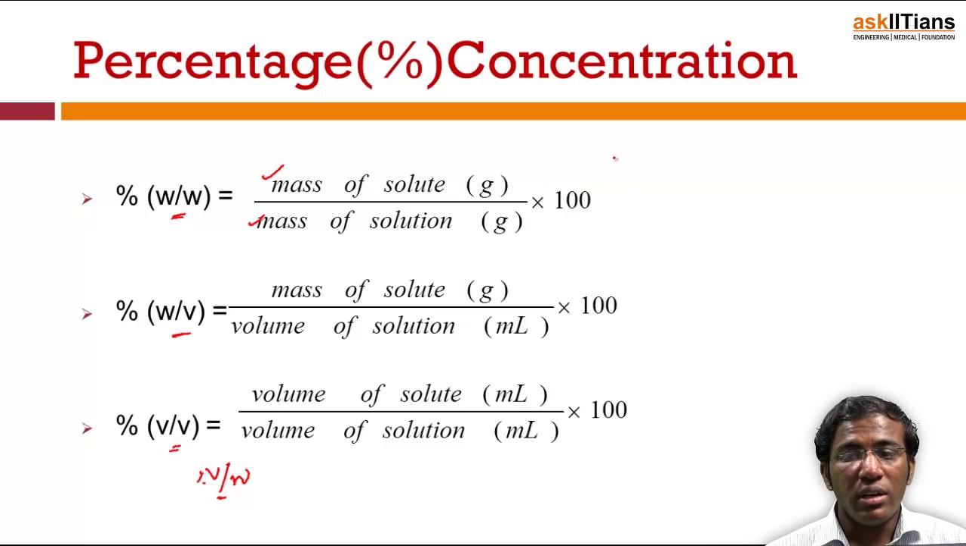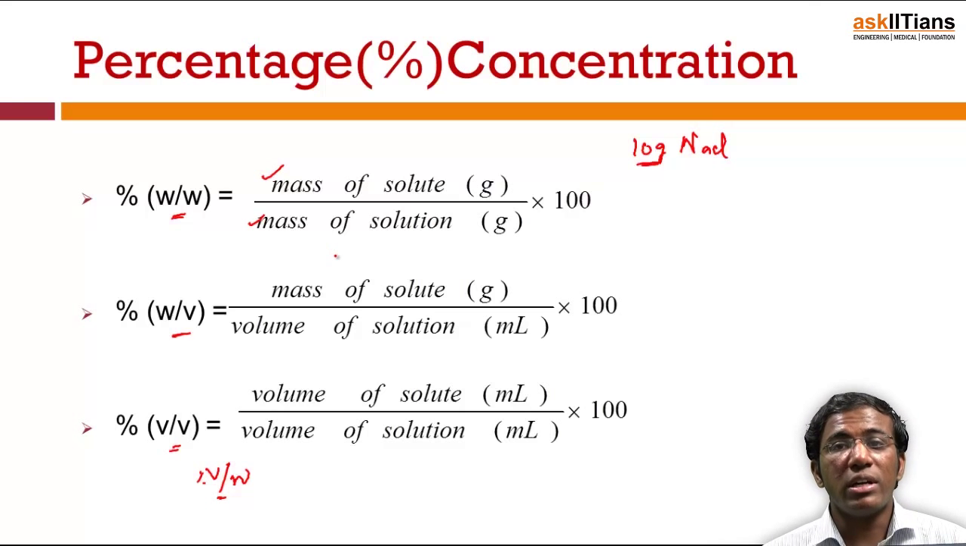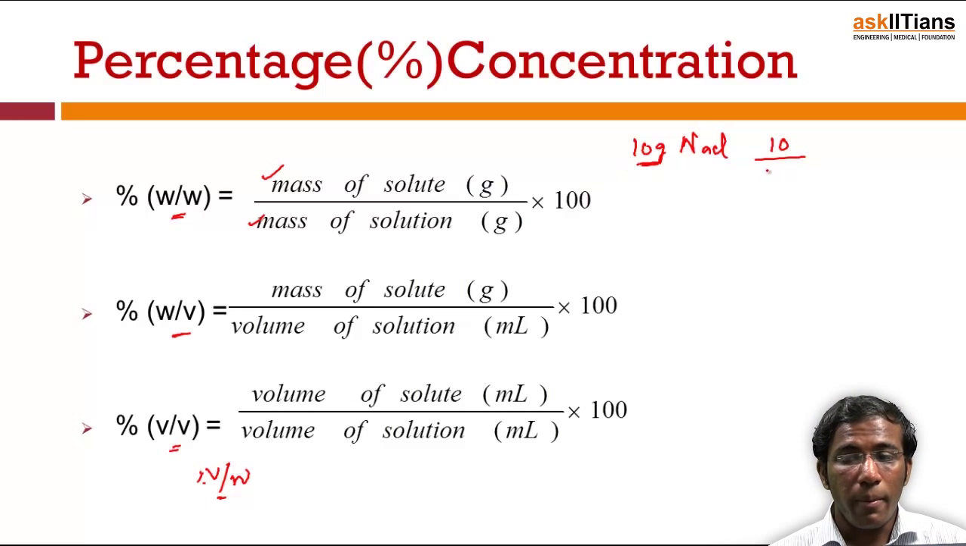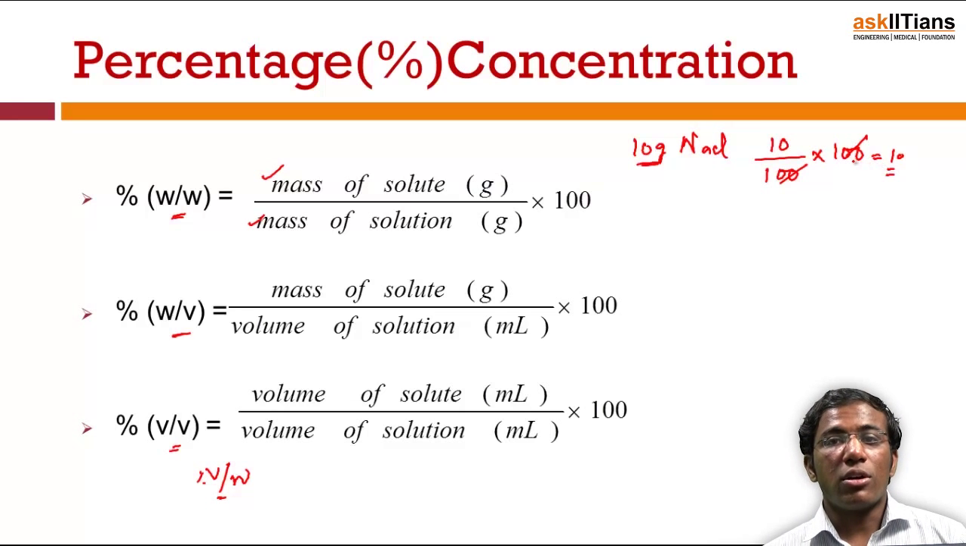Say suppose I add 10 grams of NaCl to 100 grams of the solution. What will be its weight by weight percentage? I added 10 grams, so 10 divided by the mass of the solution, which is 100 grams, into 100. So 100 will get cancelled and I will get 10. This 10 represents the concentration of the solution in terms of weight by weight percentage.